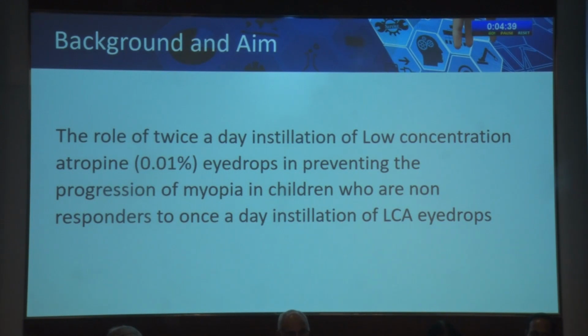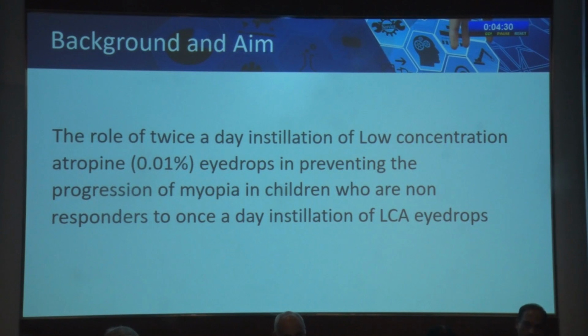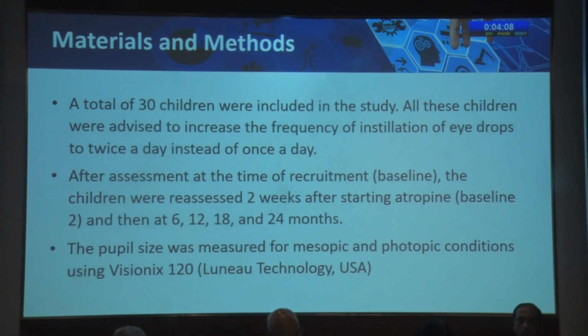With this background, we tried to study the role of twice a day instillation of low concentration atropine eye drops in these non-responders, who are compliant and using atropine and yet progressing at more than 0.5 diopter per year. All children between 5 and 12 years who were not responding to low concentration atropine were included. Children with ocular pathology, history of eye surgery, prematurity, parental history of high or pathological myopia, and astigmatism of more than 1.5 diopter were not included.